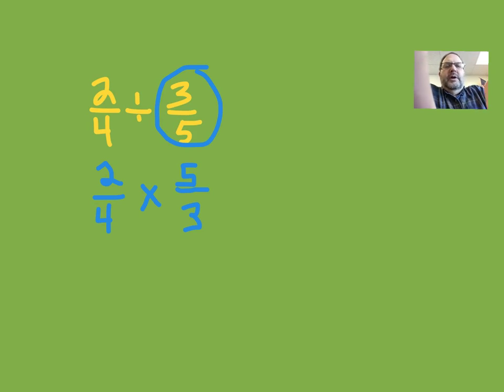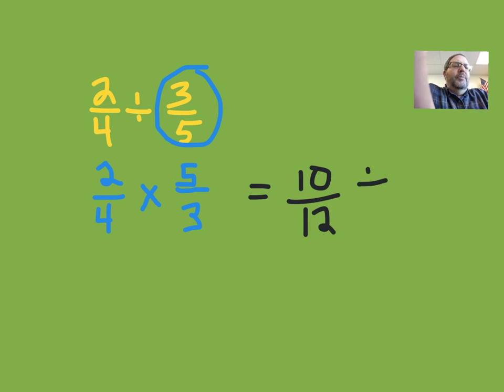All right? So now we're ready to do our multiplication. 2 times 5 is 10. And 4 times 3 is 12. Okay, there is a number that I can take out of both of these. I got to put it in lowest terms, or I got to simplify. And I can divide both of these numbers by 2. 10 divided by 2 is 5.